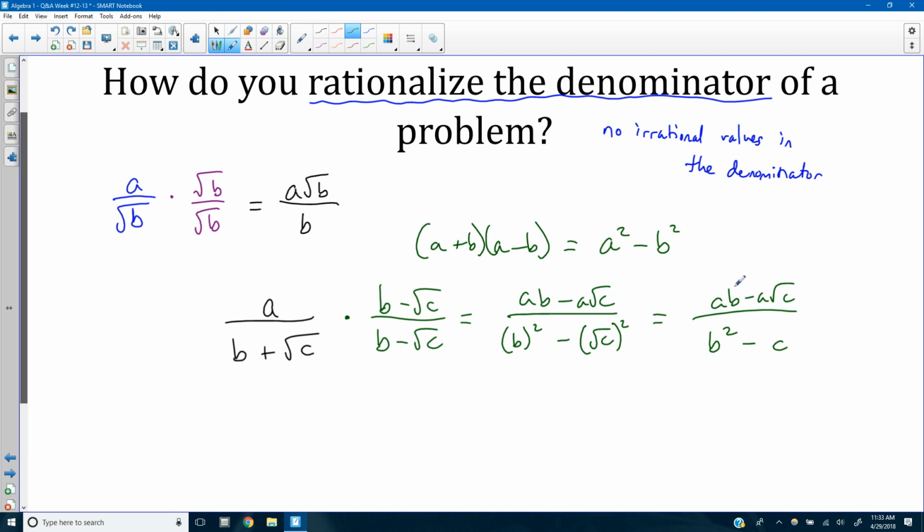Of course, I can do a problem with you to show you, but the bottom line is I have no more irrational value down here. I have rationalized my denominator. Whether or not the value looks good, it is now rational. And that's the whole point behind it.